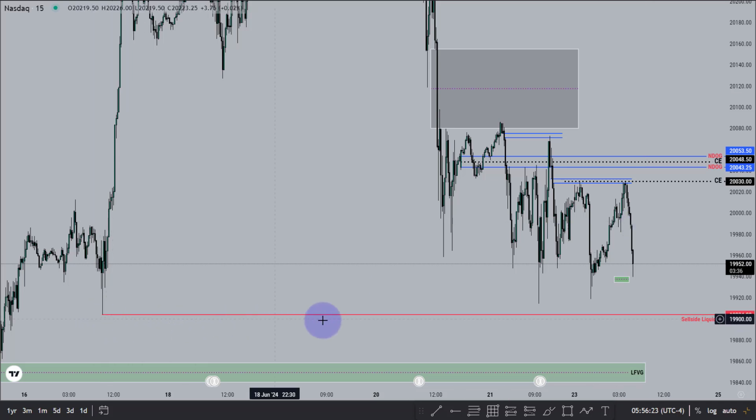So over here, you see this sell side liquidity, this low, that low. They are relatively equal lows. This sell side liquidity was left from Friday. Okay, so on Friday the market didn't take this sell side liquidity. That was my target on Friday.